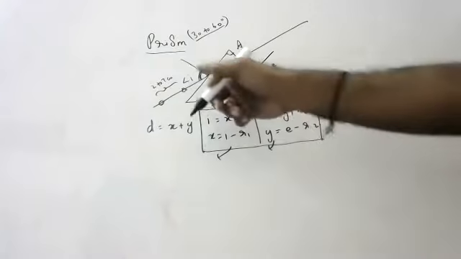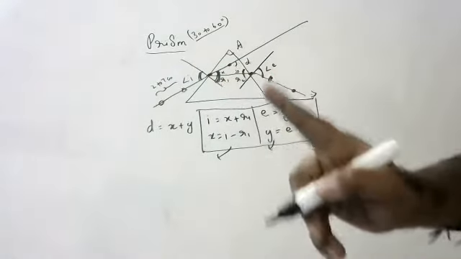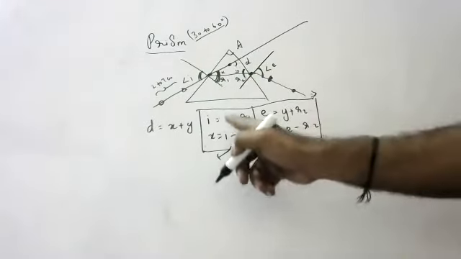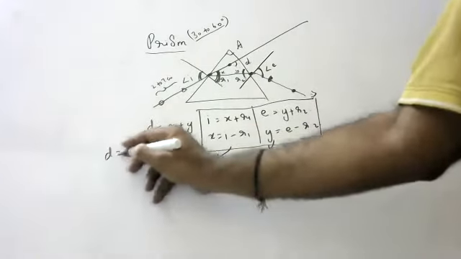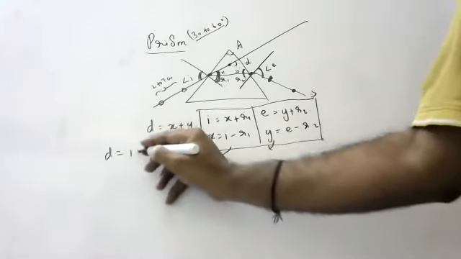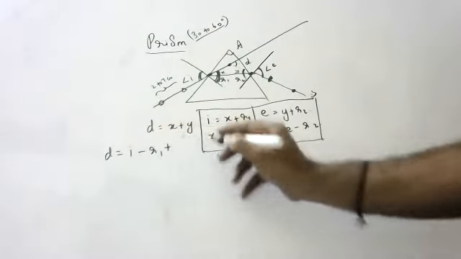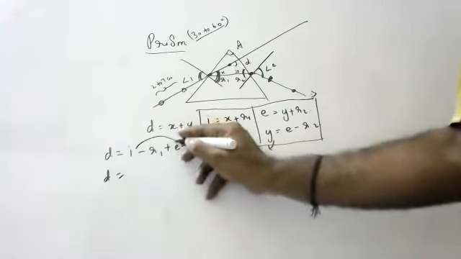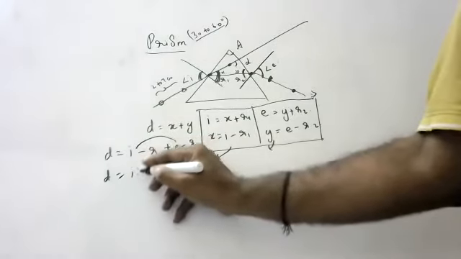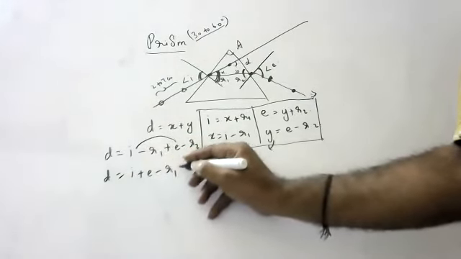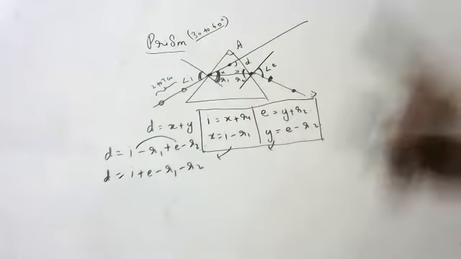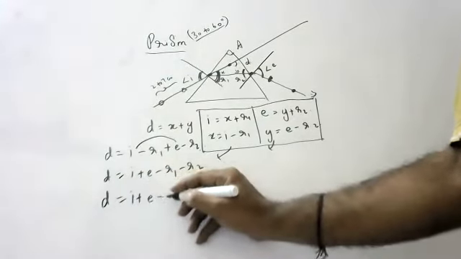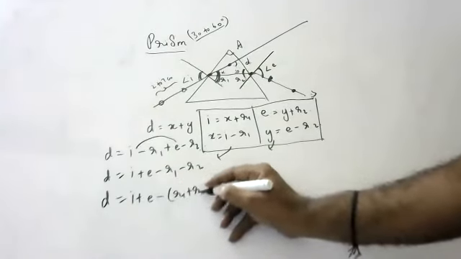Yes, sir. And I is equal to x plus r1, as vertically opposite angles are equal. E is equal to y plus r2, vertically opposite angles are equal. Substitute this and this here. So D is equal to x, which is I minus r1, and y, which is E minus r2. So D is equal to I plus E minus r1 minus r2. Now if I take common, D is equal to I plus E minus (r1 plus r2).